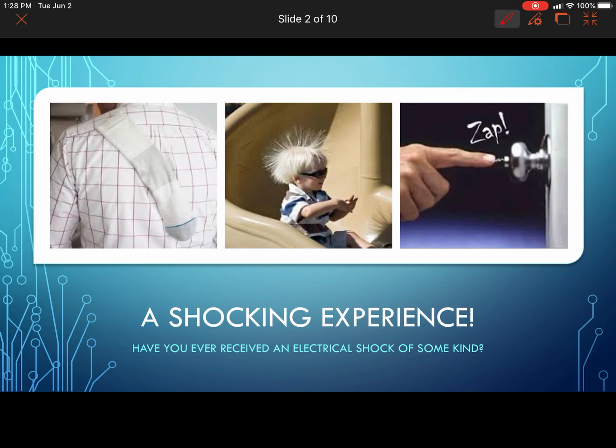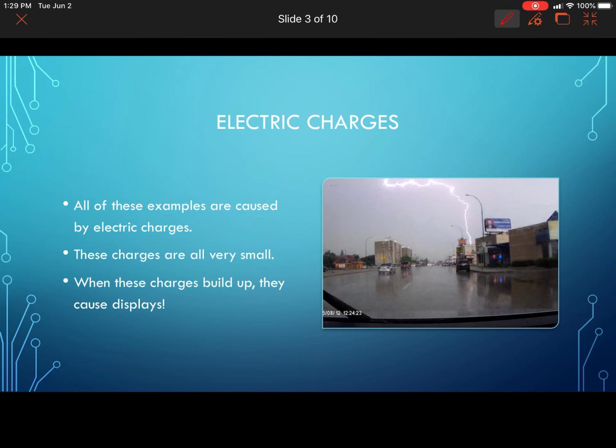Okay, a shocking experience. Have you ever received an electrical shock of some kind? Sometimes people will think, no, they haven't, or they think quite dramatic things for this. But realistically, if you've ever experienced static, something clinging to your clothes, that's electricity. If you've ever had your hair stand up like this little kid on the slide here, that's electricity. That's a shocking experience. If you've ever had your fingers zapped when you touched a metal doorknob, that's another example of that. So all of these are examples of things that are caused by electric charges.